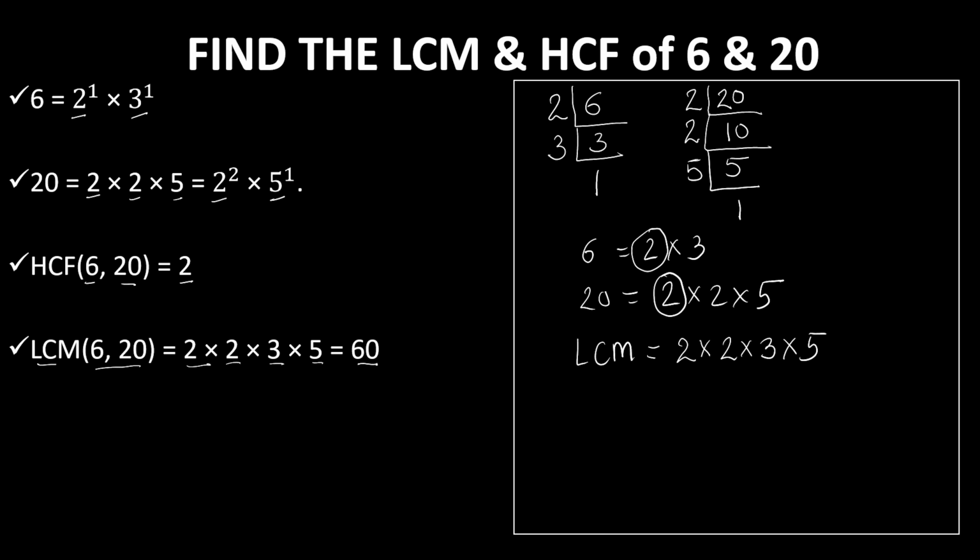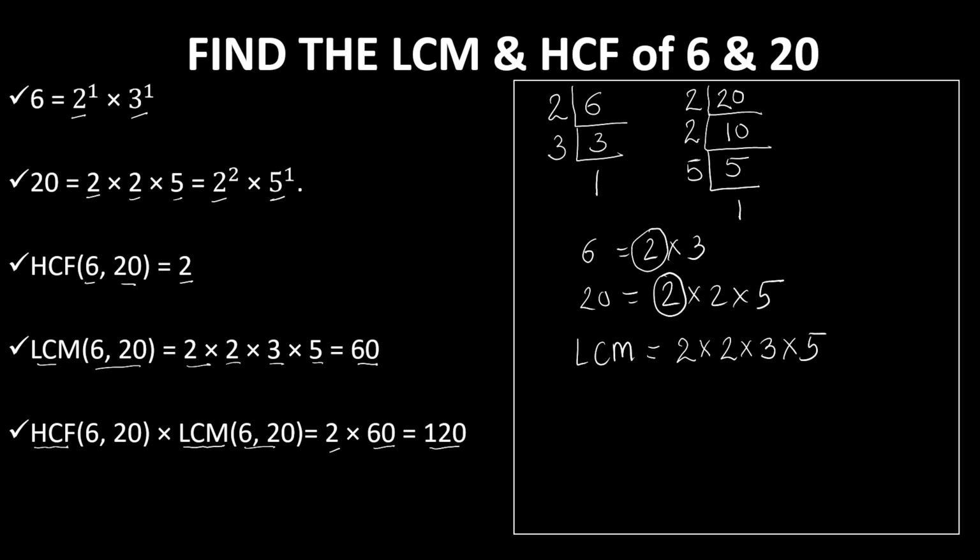Now observe here, the product of HCF, highest common factor of 6 and 20, and LCM, lowest common multiple of 6 and 20 is equal to 2, the highest common factor, multiplied with the lowest common multiple, which is 60. So if you multiply these two numbers, highest common factor and lowest common multiple, we saw that we are getting 120. Will it be the same if we multiply these two numbers themselves? Let's check. Yes, if we multiply 6 with 20, we are going to get 6 into 20 as 120.